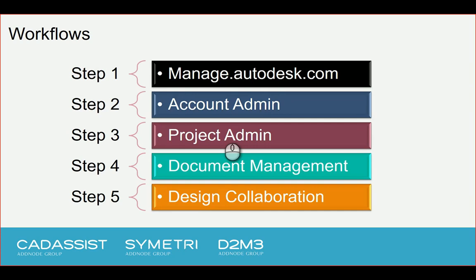In terms of workflows, first of all, you need to have an account at manage.autodesk.com. You need to have a license assigned to your name. Then we're going to be looking at account administration, and what that means in terms of a top tier of information that needs to be done. Then we're going to be looking at project administration, so what it means on a project level rather than an admin level. And then we're going to be introducing document management and how that acts as a stem or a backbone to design collaboration.